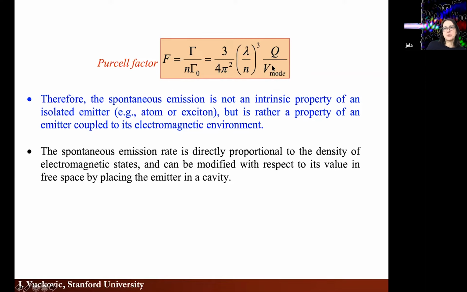So typically people would express mode volume in lambda cubed, and the mode volume and lambda cubed are in the same units, which is dimension cubed, right? So if your mode volume is equal to 1 cubic optical wavelength, which is around that value in photonic crystals, then your spontaneous emission rate would basically be proportional to 3Q divided by 4 pi squared. So if your Q factor is thousands, you can actually enhance it by a factor of 10 or 100.